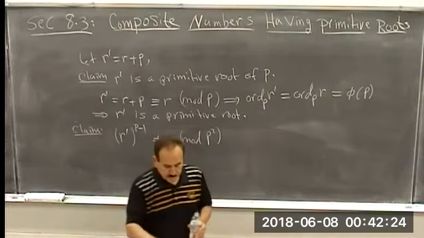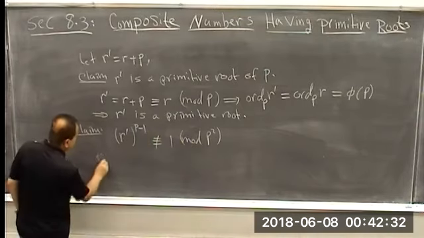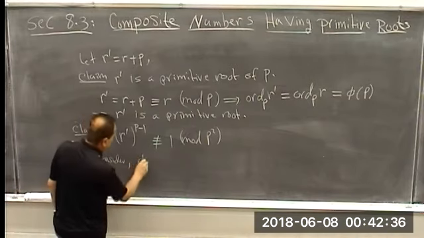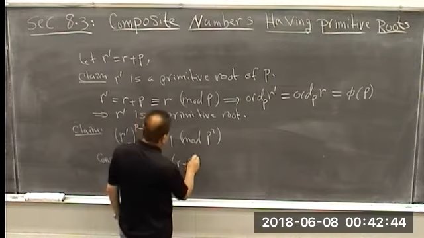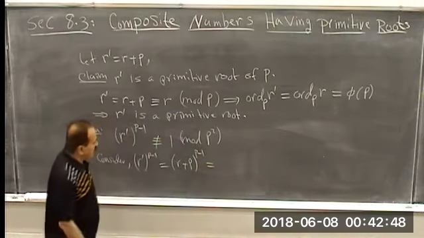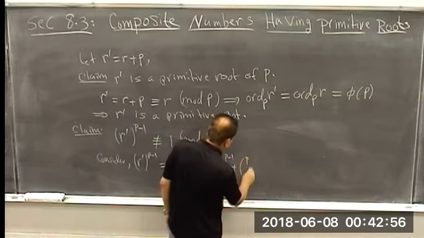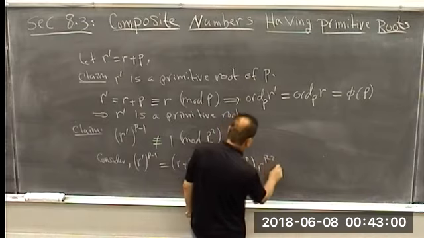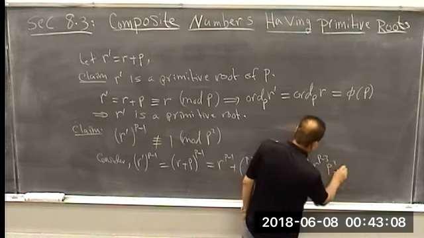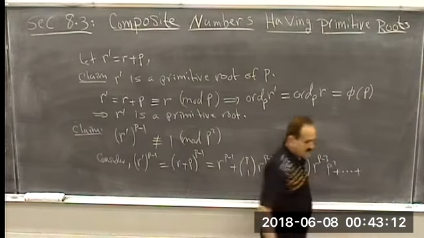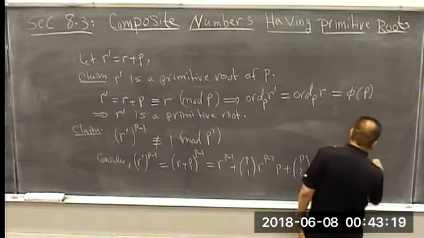To do this, let's expand. So let's consider what R prime to the power p minus 1 is going to equal: R plus P to the power p minus 1. And by the binomial theorem, this is equal to R to the power p minus 1 plus p choose 1 times R to the p minus 2 times p plus p choose 2 times R to the p minus 3 times p squared, and so on. The last term is going to be p to the power p minus 1.